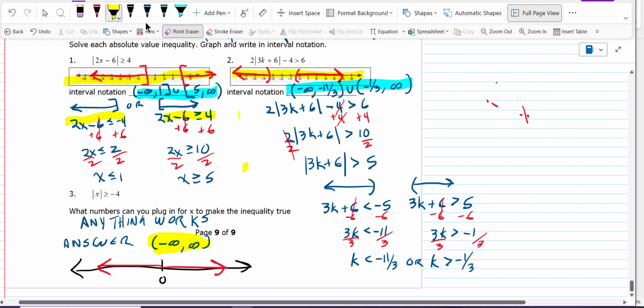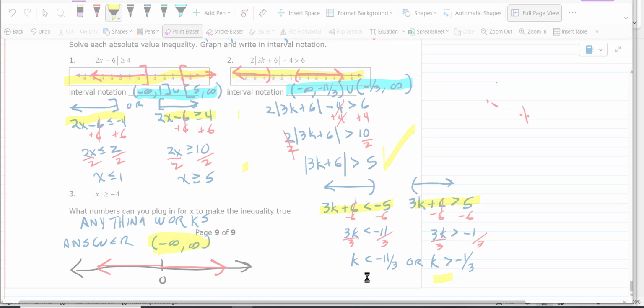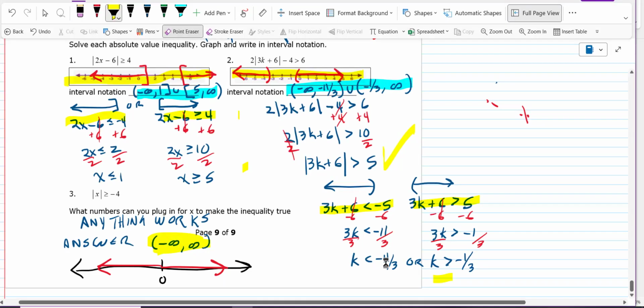Okay, the second one, you had to isolate. You had to get down to this point. Add 4 to both sides, divide by 2. Do not distribute the 2 through there. And once you get to that point, again, these are the two inequalities that you're going to set up. Then run through the solving. You would end up getting k greater than -1/3, and k less than -1/3, like that. So you can see how I did the graph and how the interval notation went on that problem.